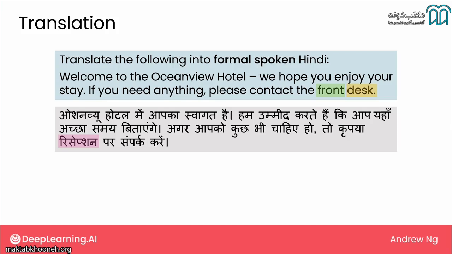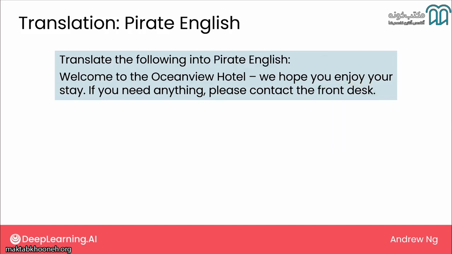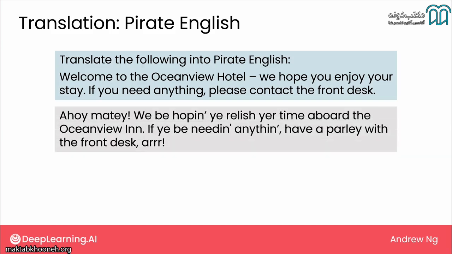So what I'm seeing multiple teams in the AI community do is translate text into pirate English for testing purposes. And so if you were to prompt a large language model to translate this into pirate English, you get, "Ahoy matey, we be hoping you relish your time aboard the Ocean View Inn." That sounds like pretty good pirate English to me.